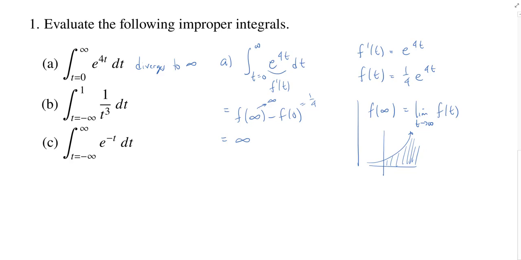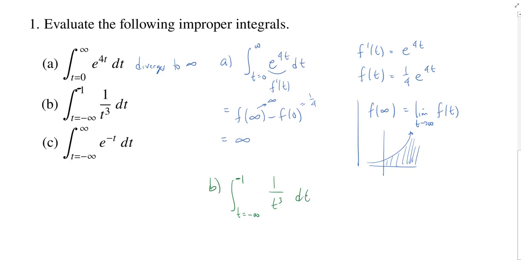All right, let's try B. So B, we're integrating from negative infinity to -1 of 1 over t cubed. Of course, this should be a -1, right? How do I know this should be a -1 and not a 1? Well, you see, when you go from negative infinity to 1, forget about the minus, you have to cross through 0. And this function is not even going to be defined at 0. And we're not talking about those type of improper integrals here. So we definitely want a minus in front of this 1.